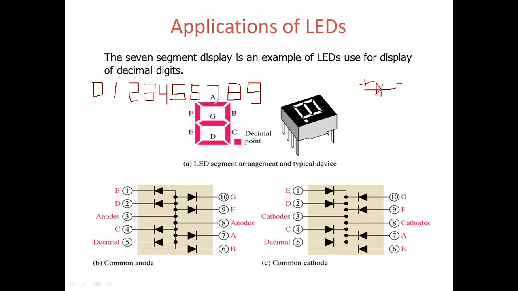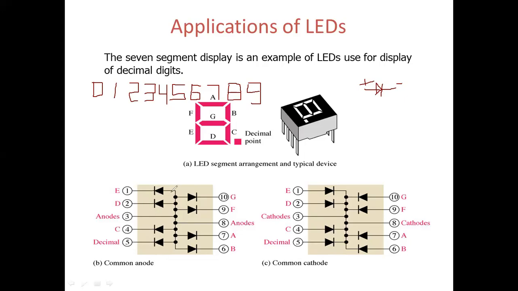But we want only 0 first. For 0, what do we have to do? We have to take A. Where is A here? This is A, then B, C, D, E, F. All diodes we have to connect on one side, and we take a common anode or common cathode.